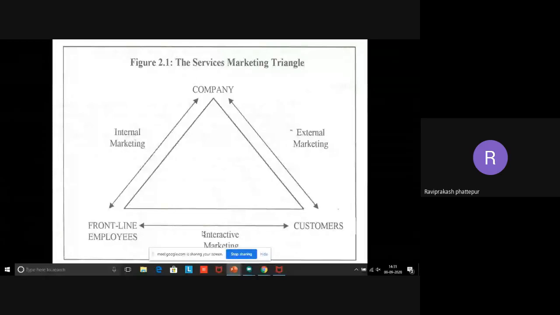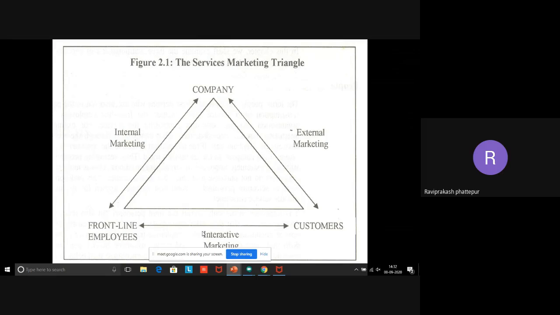So first, why internal marketing is very necessary is, you have to take the confidence of your employees. You should have the confidence of your employees that they are doing a good job or they are providing better service or good service to the customers. So when they are very confident about their product or their service, then only they will be confident enough to provide it to the customers.